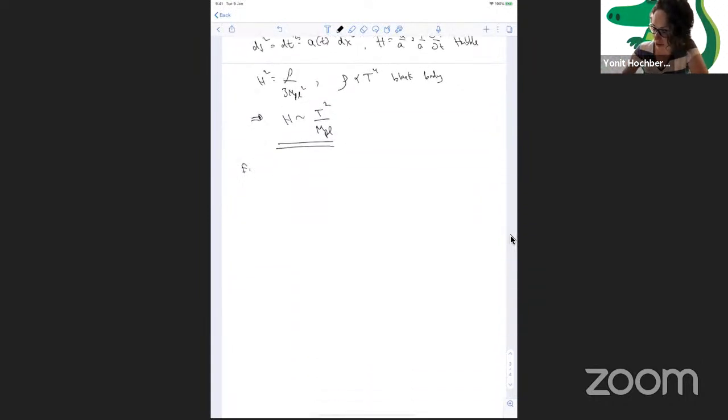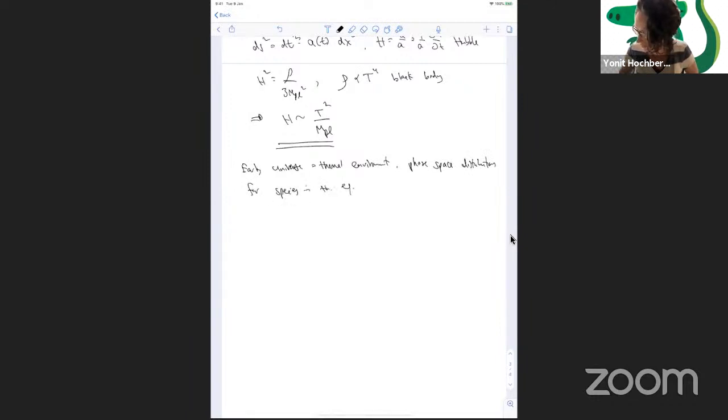Now, our early universe is a thermal environment. And what this means is that for all the species, we can write down some phase-space distribution for a species that's in thermal equilibrium. And from that, we can get number densities and energy densities. Okay, so we have phase-space distributions for different species that are in thermal equilibrium, and from this, we can get number densities and energy densities.